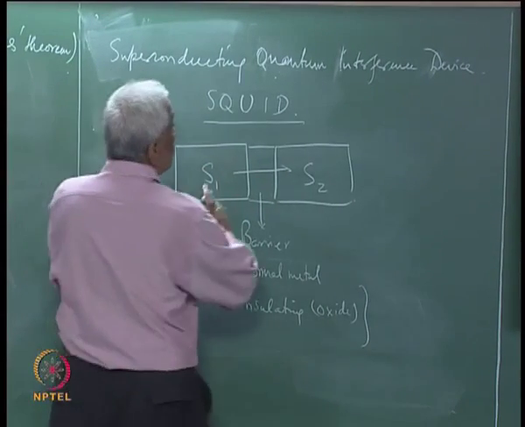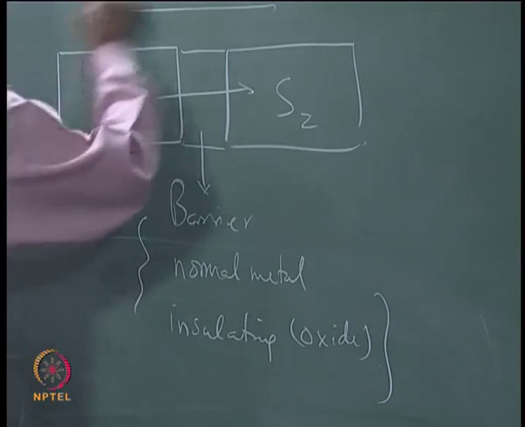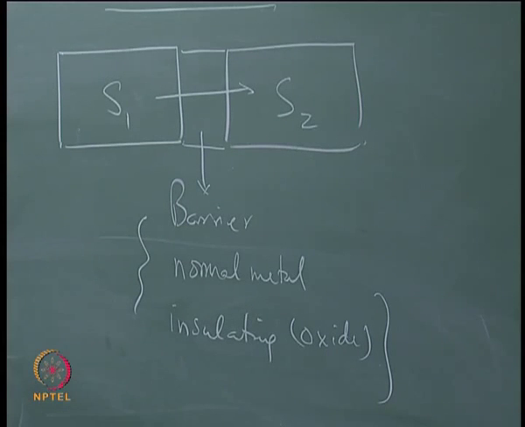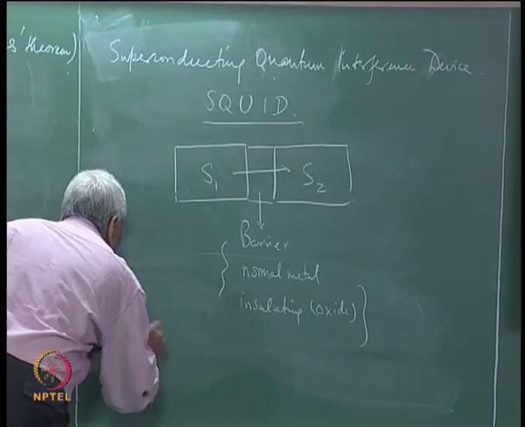So, in the presence of an applied magnetic field, we are in a position to manipulate the quantum mechanical phase difference between these two superconductors. The situation here is almost similar to the Young's double slit experiment in optics.